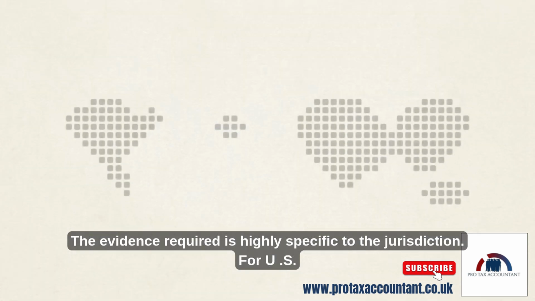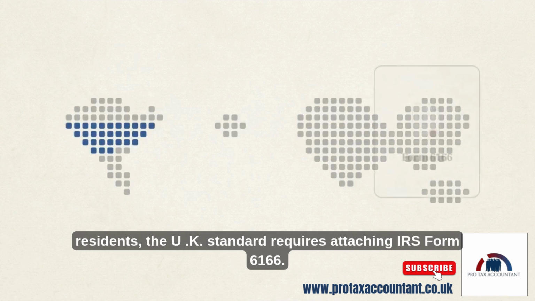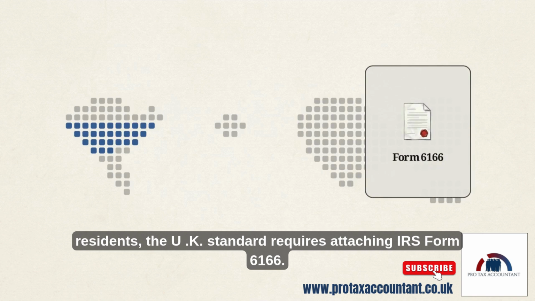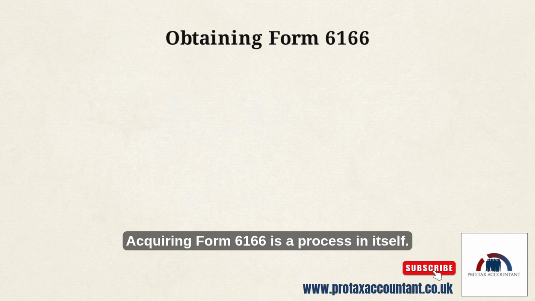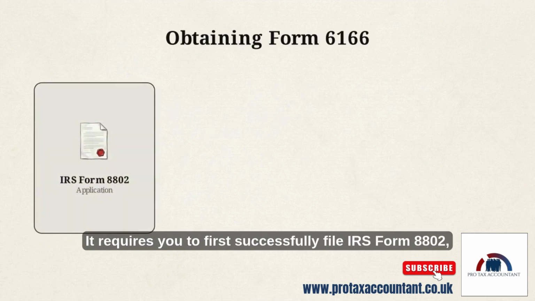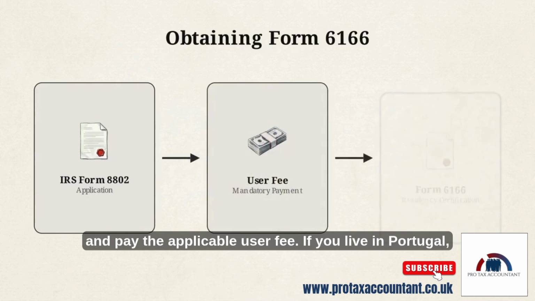The evidence required is highly specific to the jurisdiction. For US residents, the UK standard requires attaching IRS Form 6166. Acquiring Form 6166 is a process in itself. It requires you to first successfully file IRS Form 8802 and pay the applicable user fee.